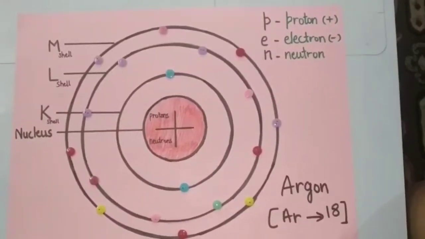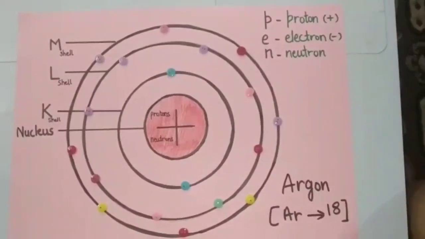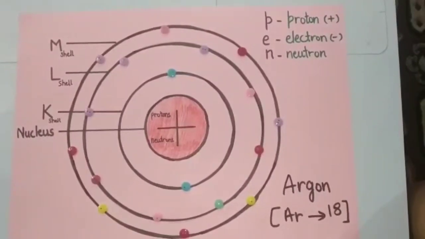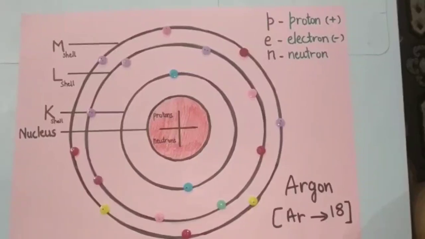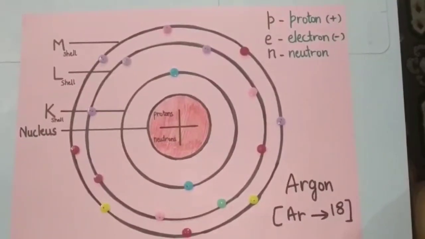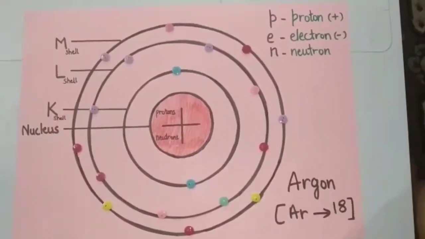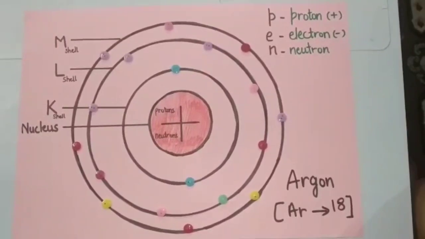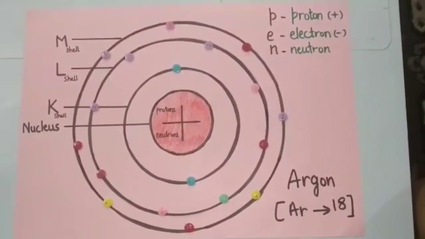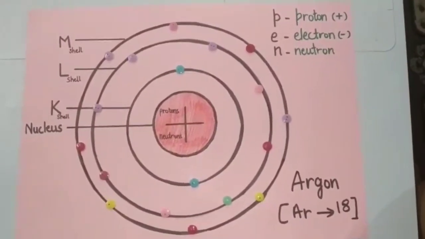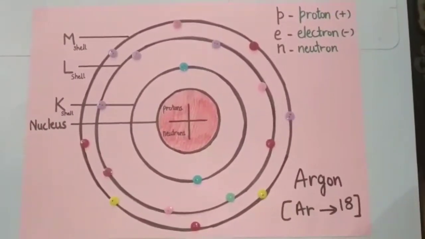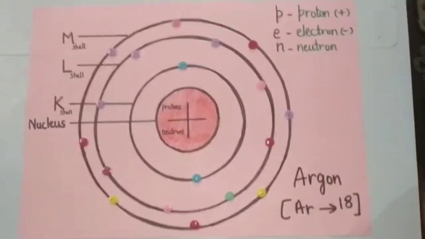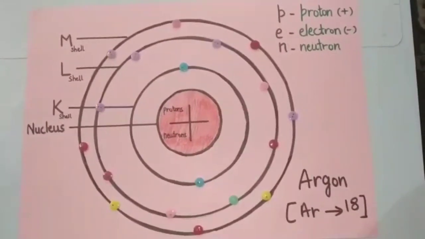As we are discussing metals and non-metals, today in this video I'm going to tell you what an atom is, how an atom donates and gains electrons, and what the valencies are. Like here you are seeing the atom. This is an atom of argon with atomic number 18.